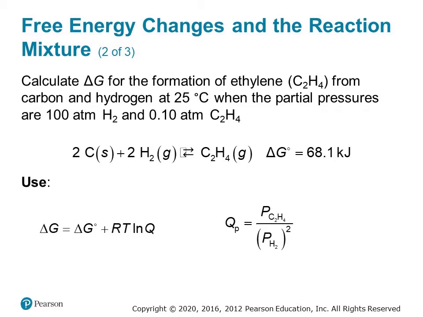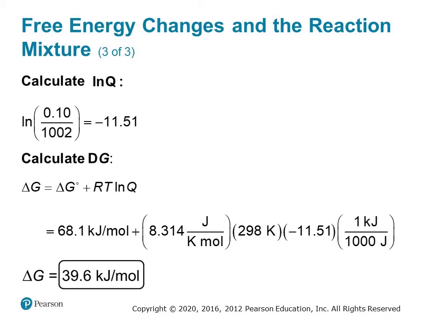Under standard conditions, this reaction has a free energy change of positive 68.1 kilojoules. To complete our equation, we need an expression for the reaction quotient, which, based on the reaction and its coefficients, is the partial pressure of ethylene divided by the partial pressure of hydrogen squared. Carbon is excluded from the expression since it's a pure solid. If we plug in 0.10 over 100 squared and take the natural log, we get negative 11.51.